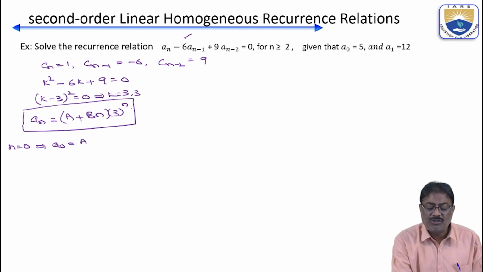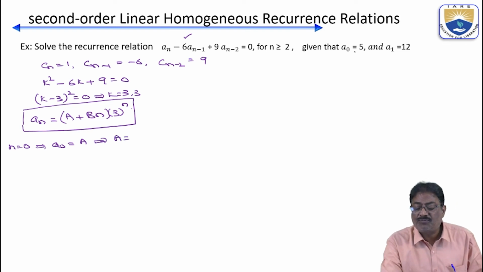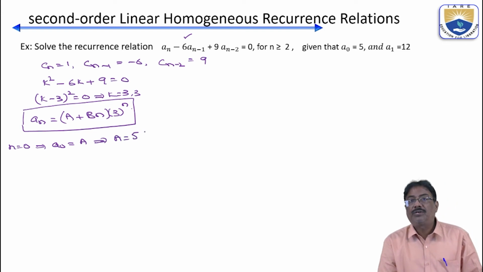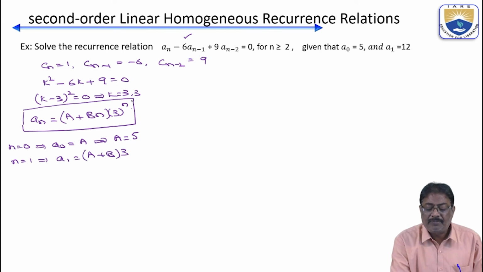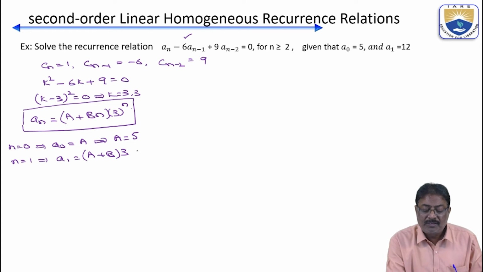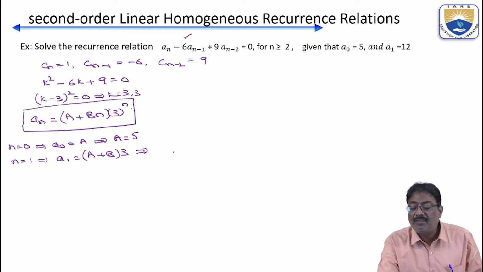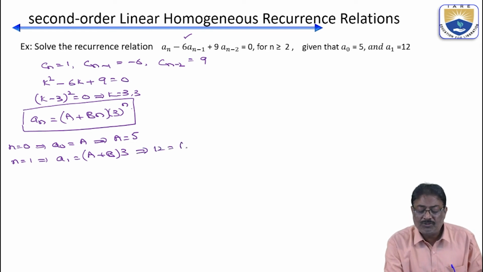n is equals to 0. Then directly I am going to get a. So a is equals to a naught is 5. So directly we are going to get a is equals to 5. Then n is equals to 1 if I substitute it, then a1 is equals to a plus b and then it is 3. 3 power 1 is 1. Then a1 is equals to 12 is equals to a plus b and 3.